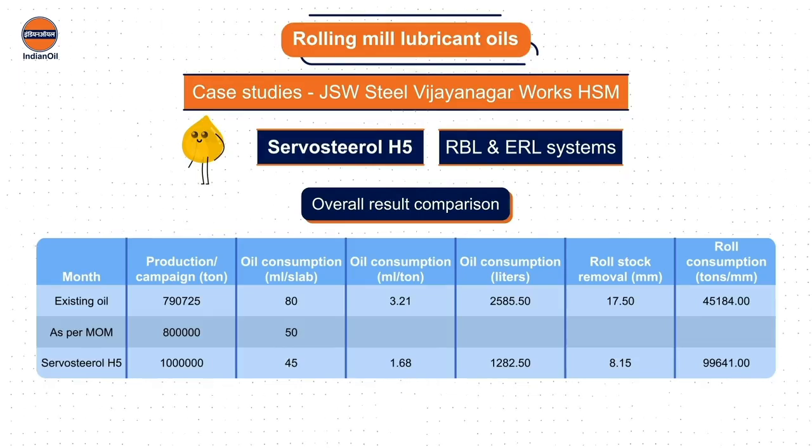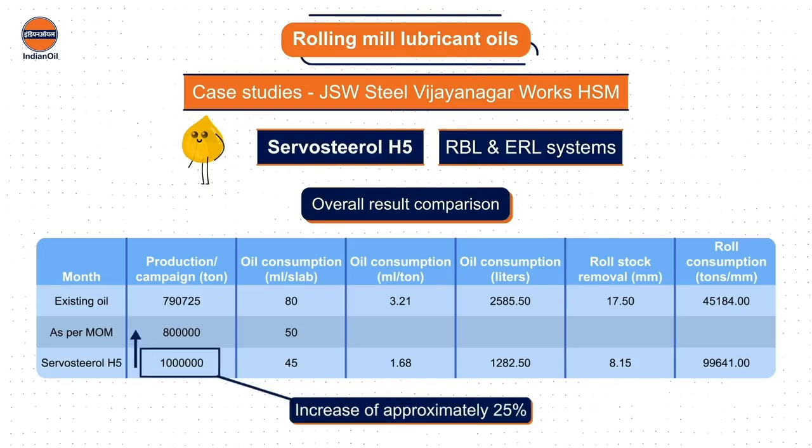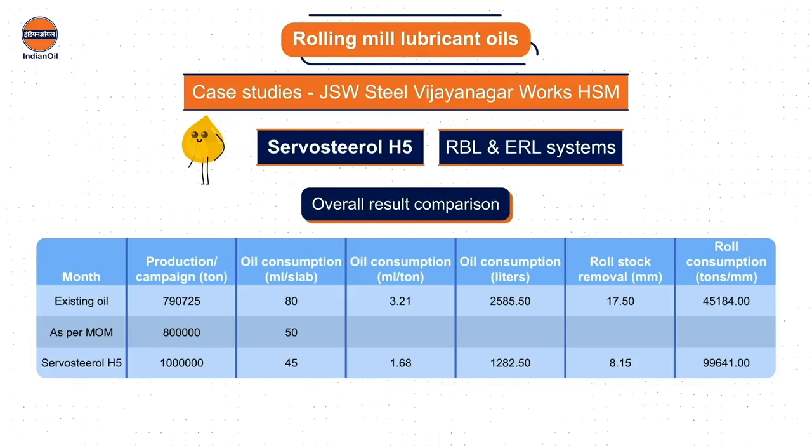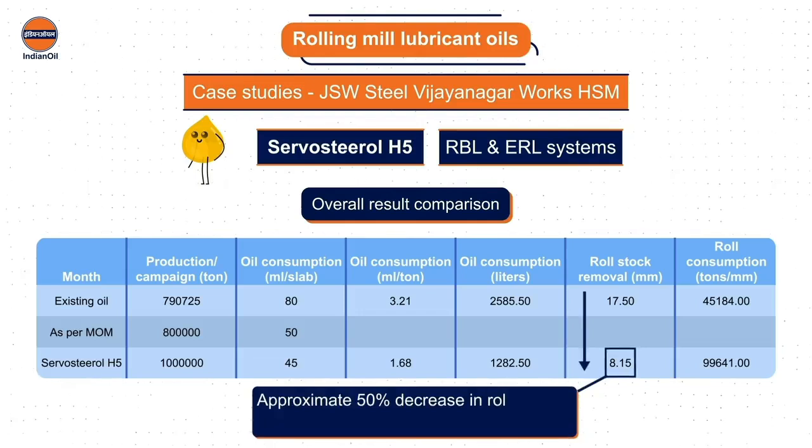Campaign length of 1 million tons was achieved as against a target of 8 lakh tons, an increase of approximately 25%. Roll wear of 8.15 mm as against a target of 12 mm. An approximate 50% decrease in roll wear as compared to the existing 17.5 mm roll wear.